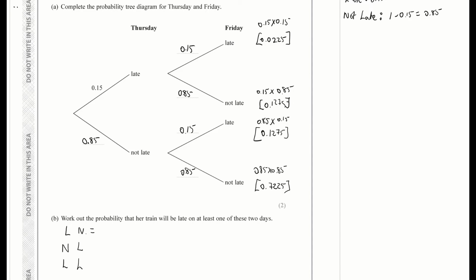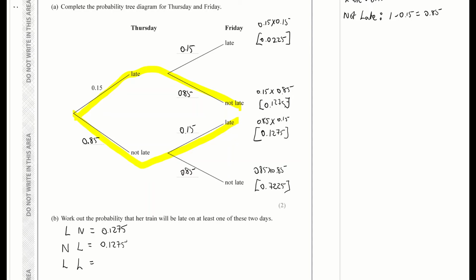And I know these probabilities now. I've found them over here on my right-hand side. So late, not late is this one, and that's my 0.1275. That's the same then for not late followed by late, they're the same, which is giving me 0.1275.